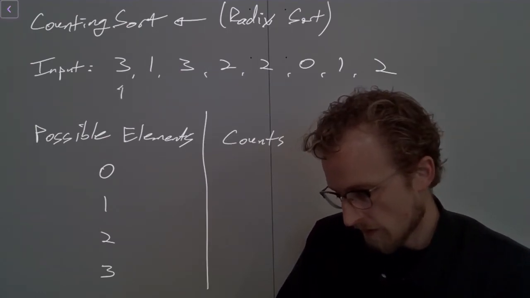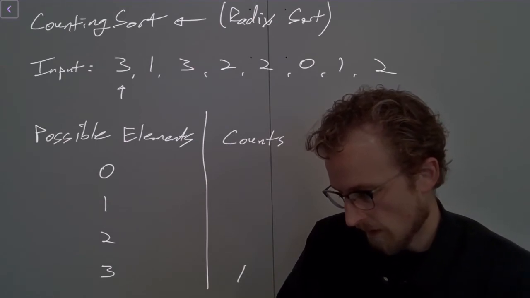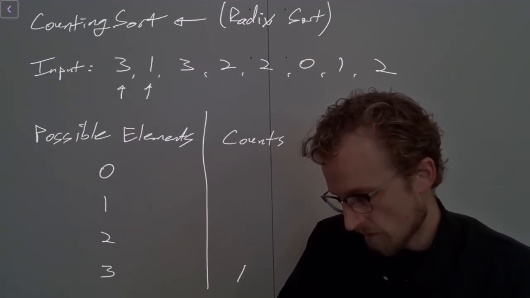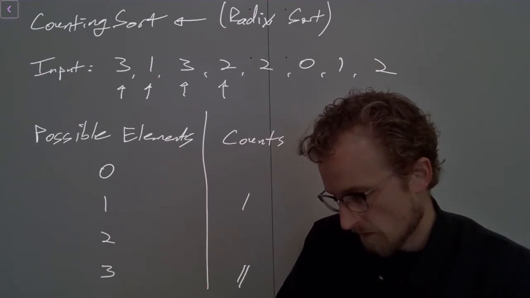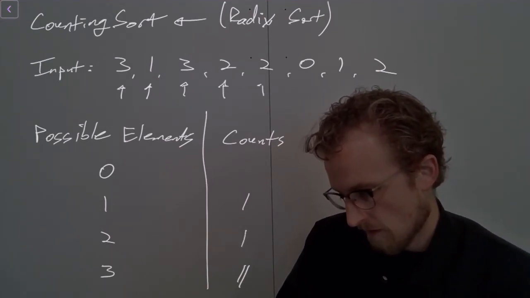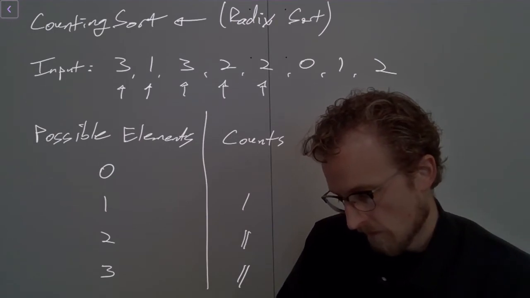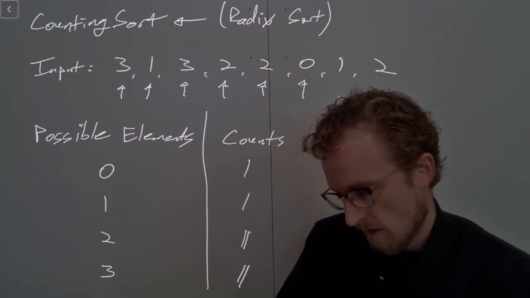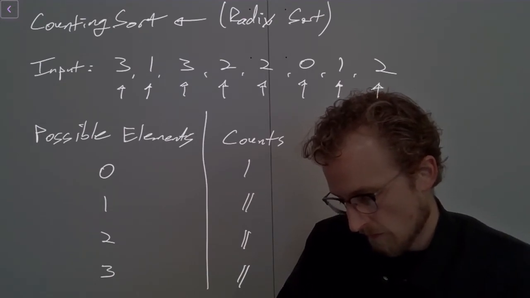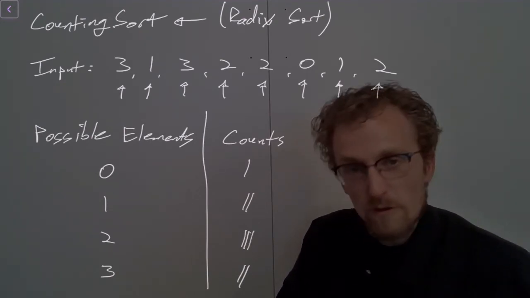So we look here and we say, there's a 3, right? 1, 3. Now there's a 1, so there's 1, 1. There's 2 3s. Now there's a 2. Now there's a second 2. We found a 0. Now we found another 1. And now we found a 2. So this is fast, right?